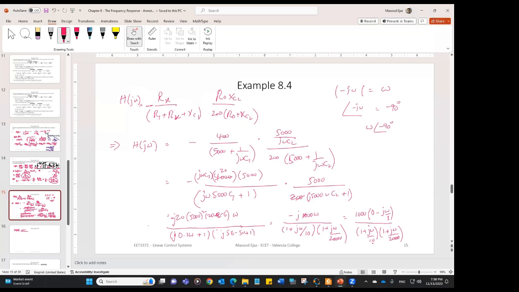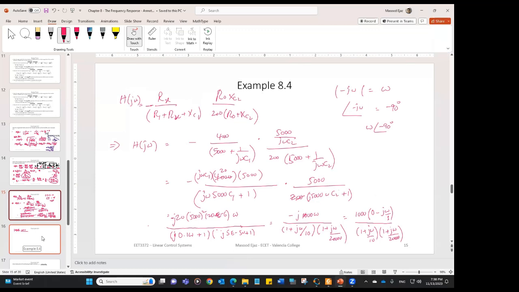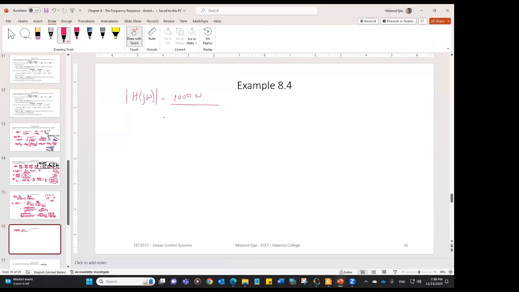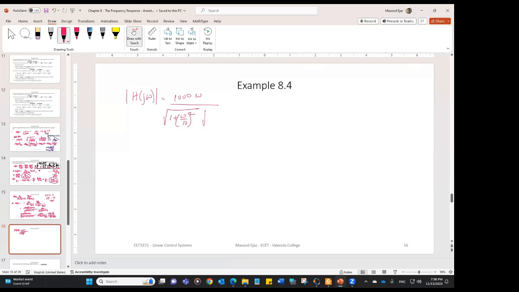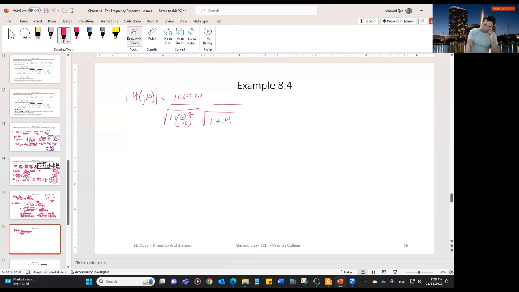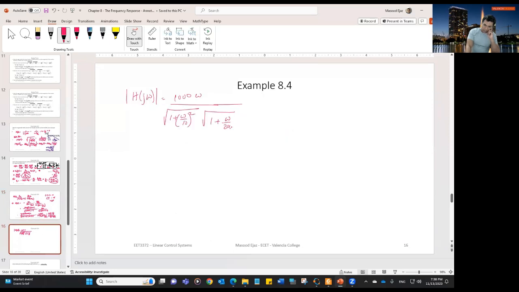So do we need to FOIL it before? Well, you have to take the magnitude of each number, basically. So 1 squared plus omega over 10 squared, and 1 squared plus omega over 20,000 squared. That is the magnitude of the transfer function of the circuit or system.